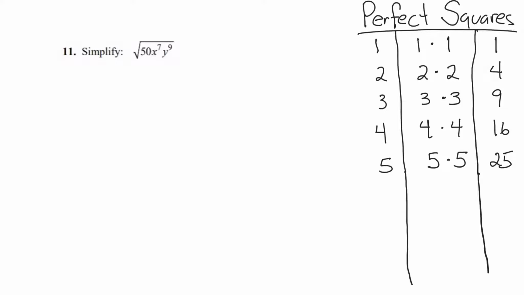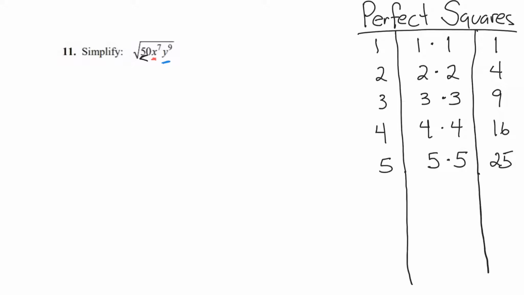All right, in problem 11, we are trying to find the square root of all of this information in here. So first the 50, then the x to the 7th power, then the y to the 9th power. So it helps to know your perfect squares in this case, okay?